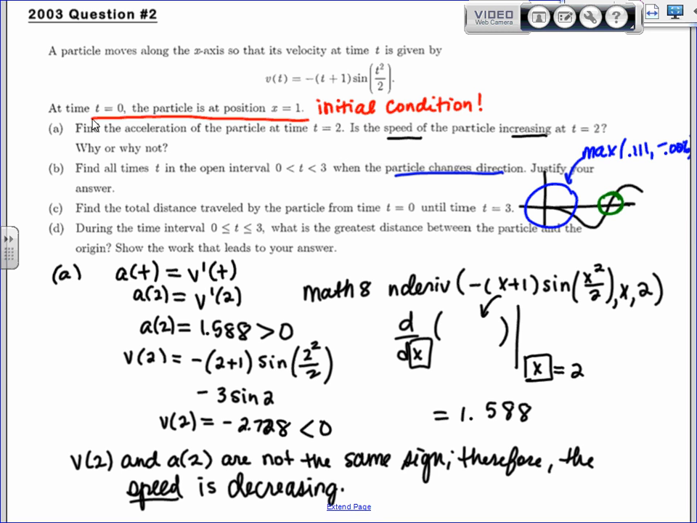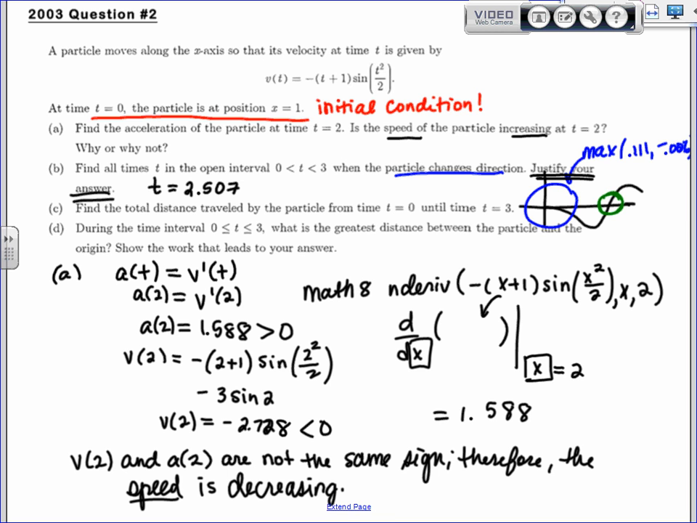So for B, our answer is, we need to find it, so we're going to do second trace, zero. And I'm going to get really, really close. So left bound, enter, right bound, enter, guess, get right where I think it is. And it's at t equals 2.507. And then it says justify your answer.